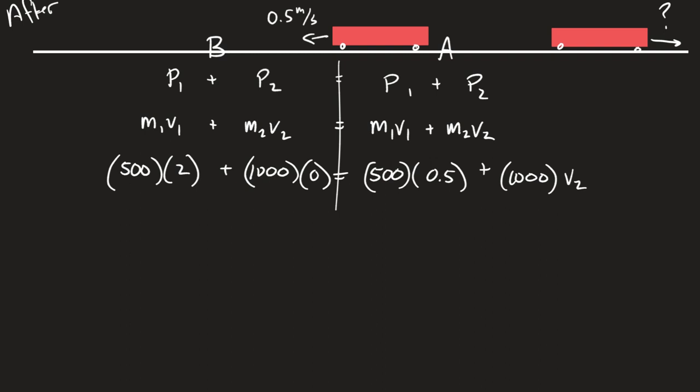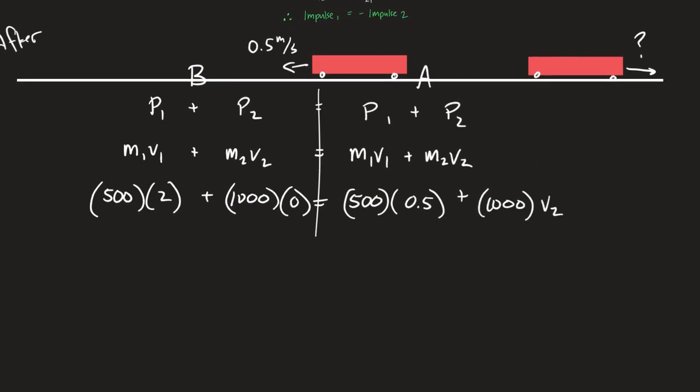Now, before we work this out, I want to remind you, momentum is a vector quantity. And because momentum is a vector quantity, we have to assign positivity and negativity to our directions. I think it's pretty reasonable to make the initial direction of the first car the positive direction. That will suggest that this velocity is going to be negative. Now that means the left side's 1,000. The right side is negative 250 plus 1,000 V2.